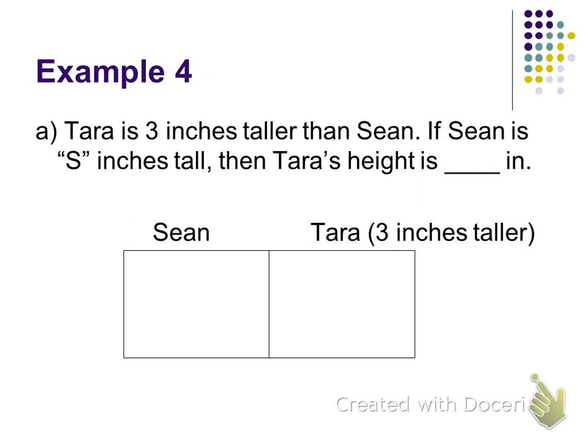We're going to call Sean something. We're going to call Tara something. And we're going to write those expressions inside these rectangles. They told us what they want us to call Sean. What is it? S. And how does Tara's height relate to Sean's height? It's 4 inches taller. What operation would that be? Oh, plus 4. Yeah, so we would call Tara's height S plus 4. So if Sean is S, Tara is just S plus 4.